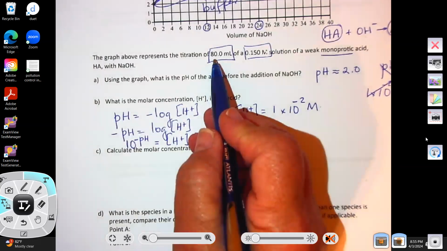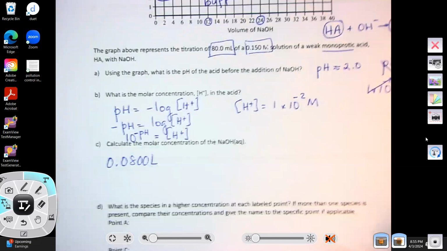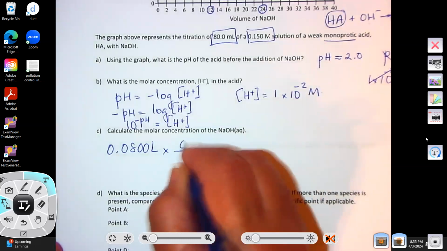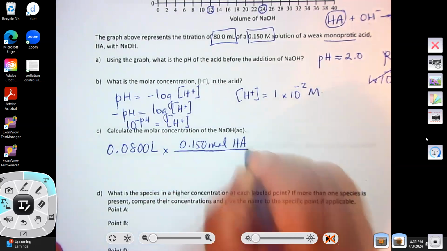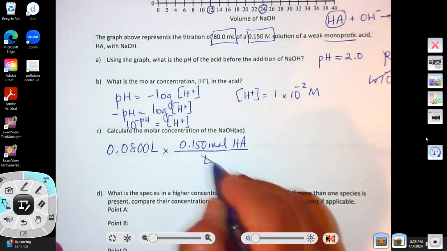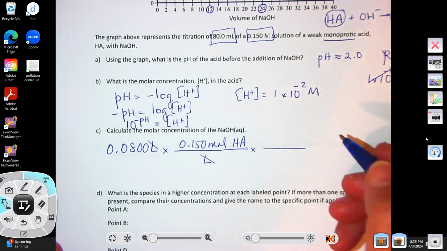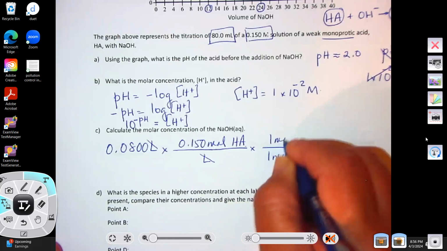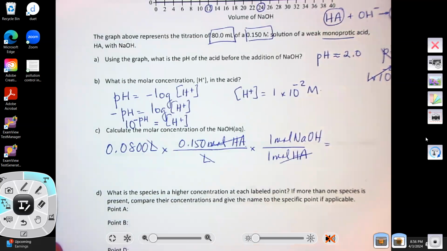So converting your 80 milliliters to liters, it will be 0.0800 liters. Let's try to keep the significant figures alive. And then you're going to multiply that by the concentration of the acid. Let's call the acid HA, divided by liters. That's your concentration. This is going to give you, once you cancel the liters, the moles of the acid. And then knowing that it's a monoprotic acid, you know the reaction is a 1-to-1 ratio. So this is now going to give you the moles of sodium hydroxide.